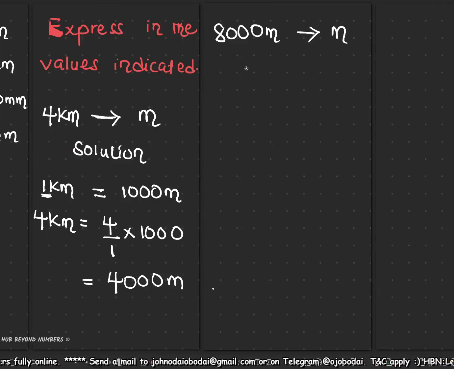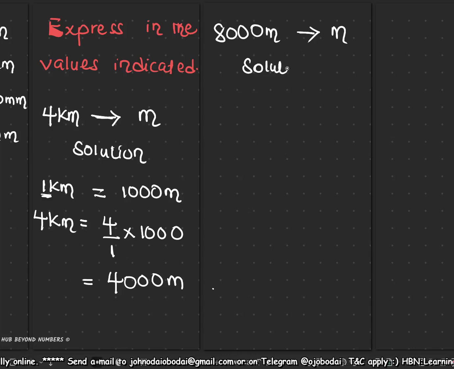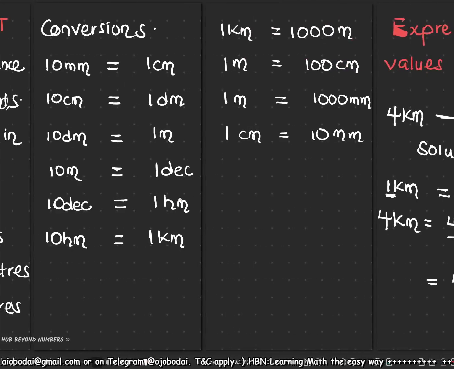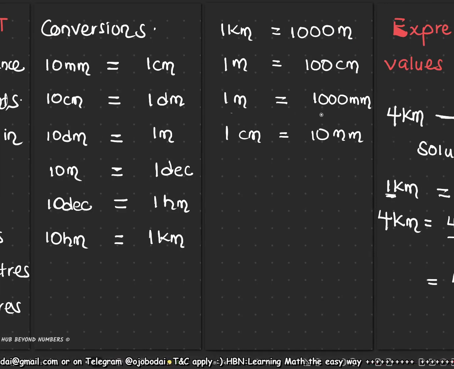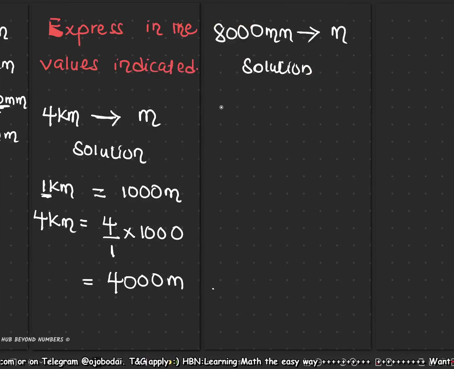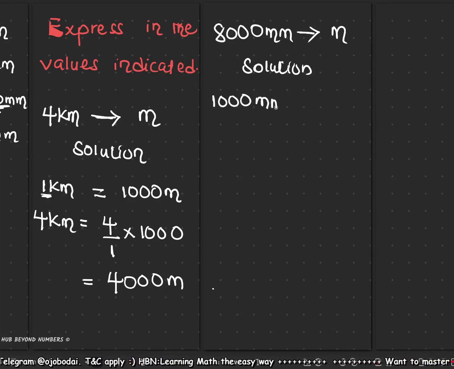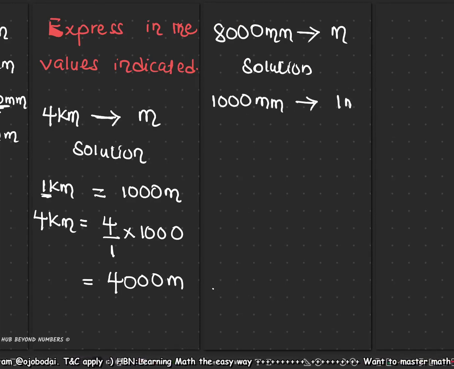So for this second one here, we have to convert 8,000 millimeters into meters. Once again, we state our relationship. We know how many millimeters give us 1 meter. That is 1,000. 1,000 millimeters gives us 1 meter. So we state that condition over here.